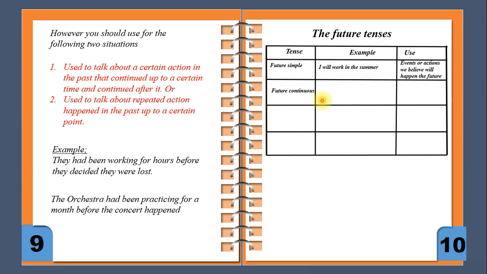Future continuous. For example, I will be working at 2 p.m. tomorrow. It is used to talk about an action at a specific moment in the future, or the continuing action, continuing action in the future. Future continuous.